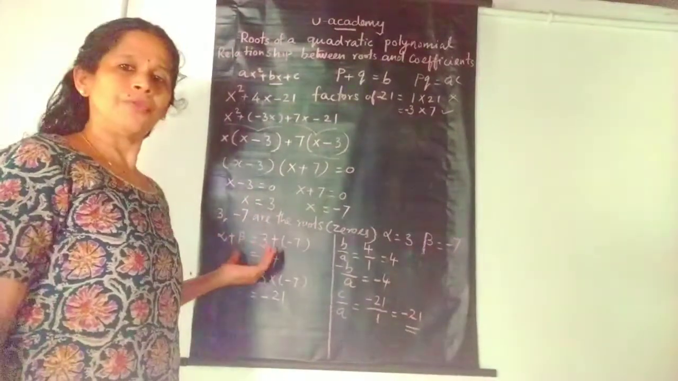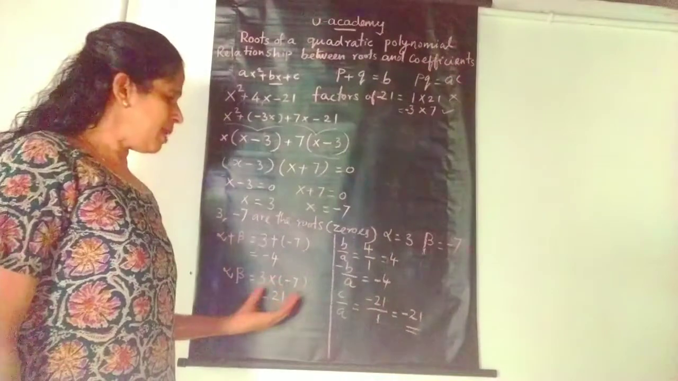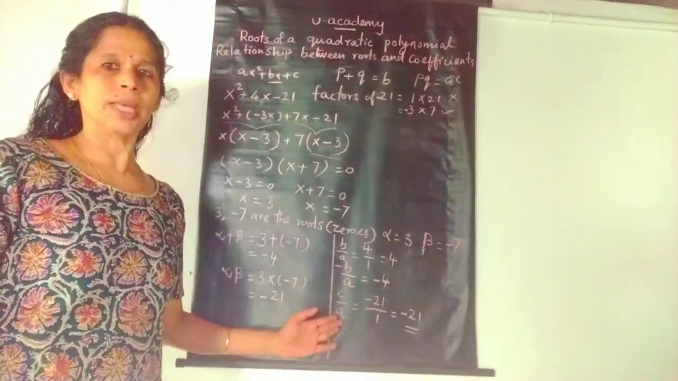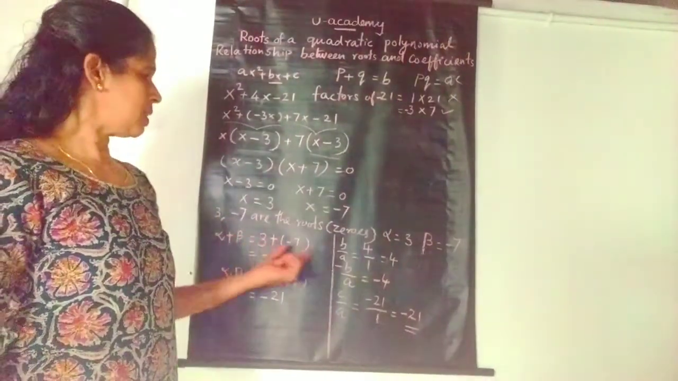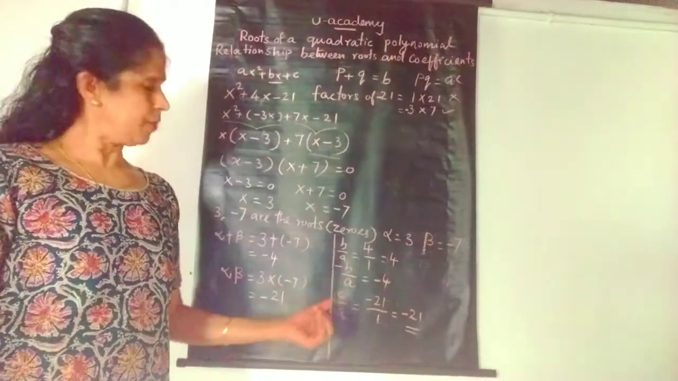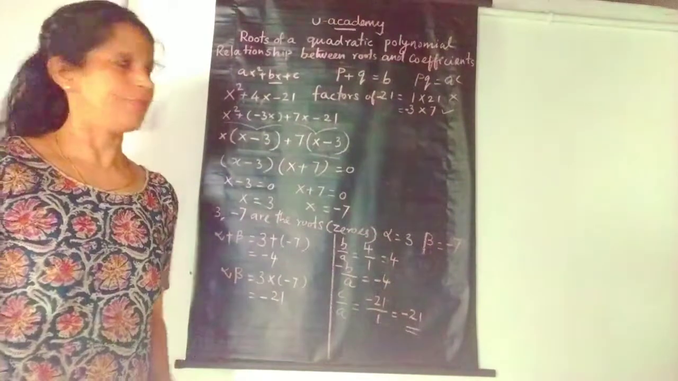The product of the two roots, or product of the two zeros, will be equal to c by a. c is the constant, a is the coefficient of x square. The sum of the two roots is equal to minus b by a. b is the middle term, the coefficient of x, by the coefficient of x square.